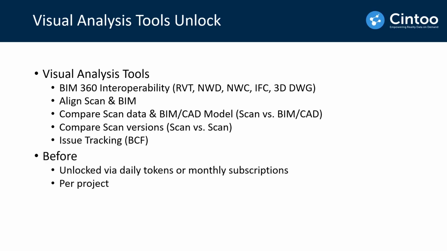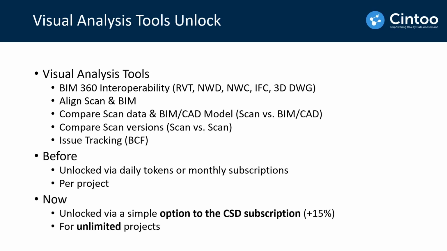What we had before is that you needed to unlock those visual analysis tools using daily tokens or monthly subscriptions on a project per project basis. So for each project, you needed to have the right tokens or subscriptions. Now we made it much, much simpler. You can unlock those tools with a simple option added to the core subscription. It's only 15%, and this will be valid for all your projects. Unlimited projects with this option. We already had unlimited users, so this is a much simpler way to purchase those unlocks.